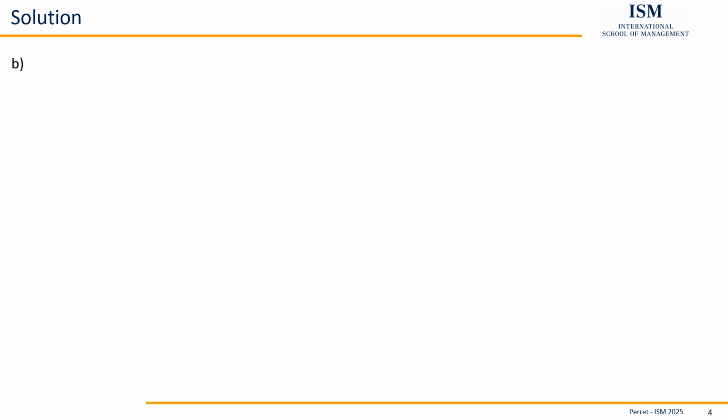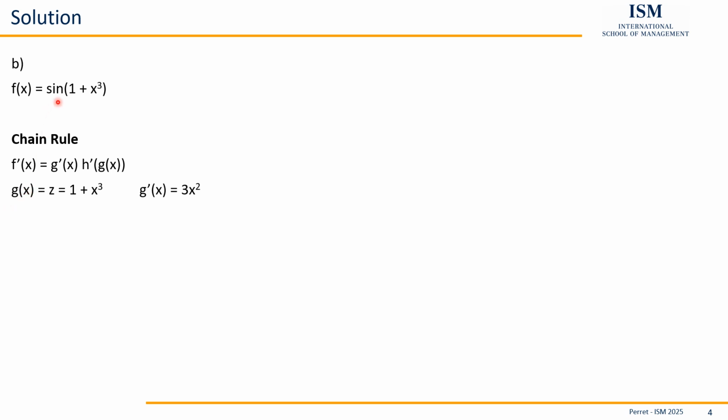For the second function b, we actually have to do a little bit more, because again, we have one function applied to another, but here we cannot use any way to simplify this. So we actually have to use the chain rule, which is the derivative of the inner function times the derivative of the outer function, where we still have the original inner function inserted. Let's first define the inner function and the outer function. Our inner function is 1 plus x to the power of 3.